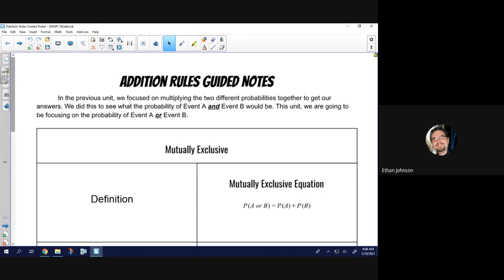So Unit 5 dealt with our multiplication rules, also referred to as our AND probabilities. For example, probability of event A and event B. This unit, however, we're going to be focusing on the probability of event A or event B, and we're going to be looking at addition rules. So keep in mind, AND means to multiply, or means to add.